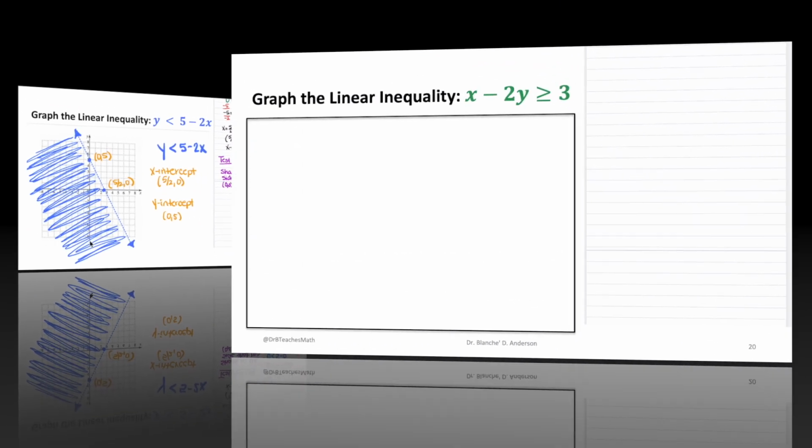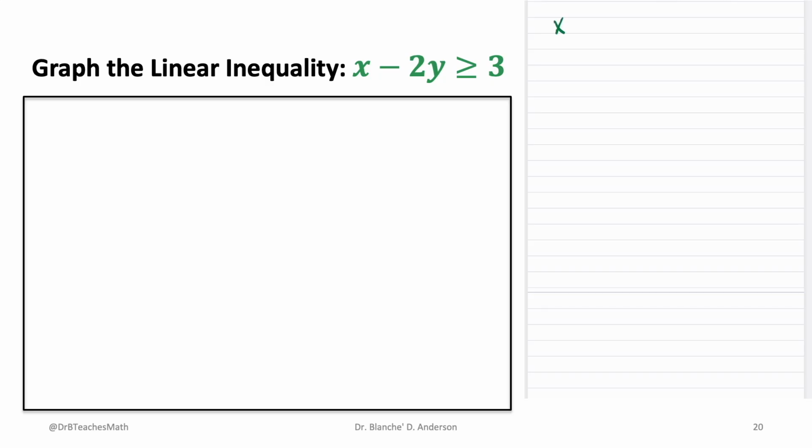Easy, right? Graph the linear inequality x minus 2y is greater than or equal to 3. Let's put it in slope-intercept form.